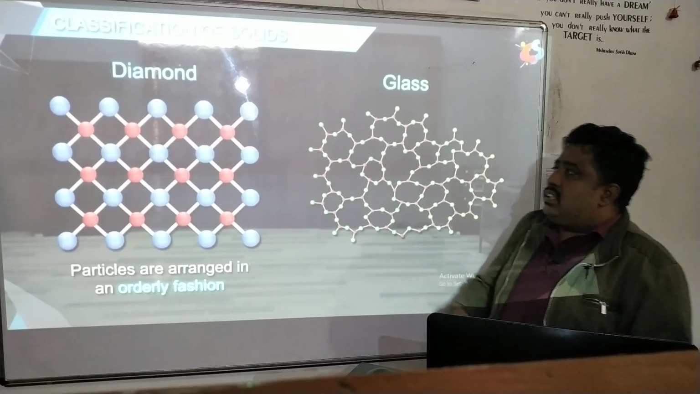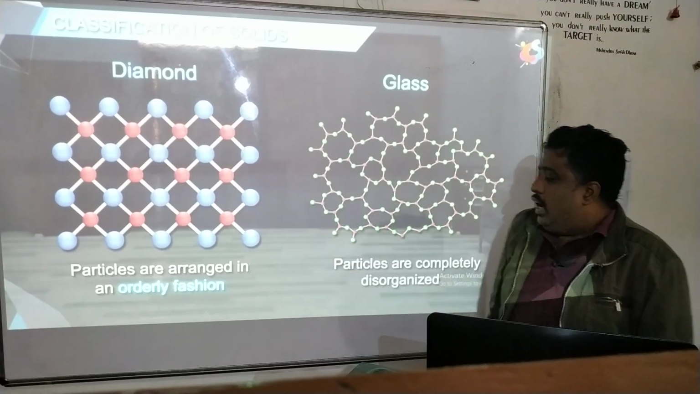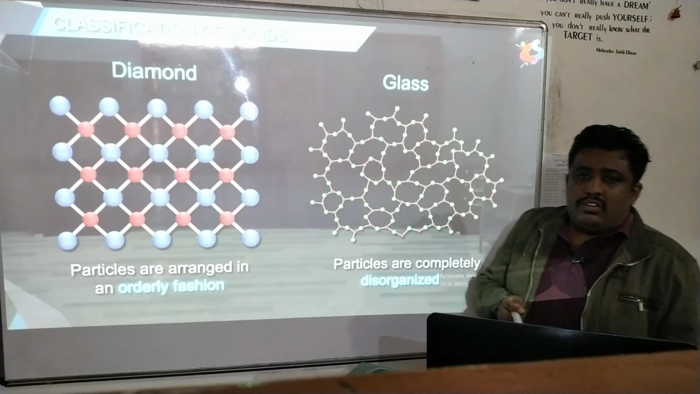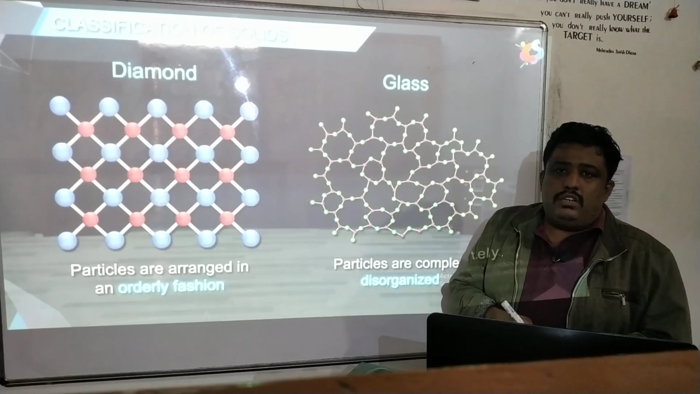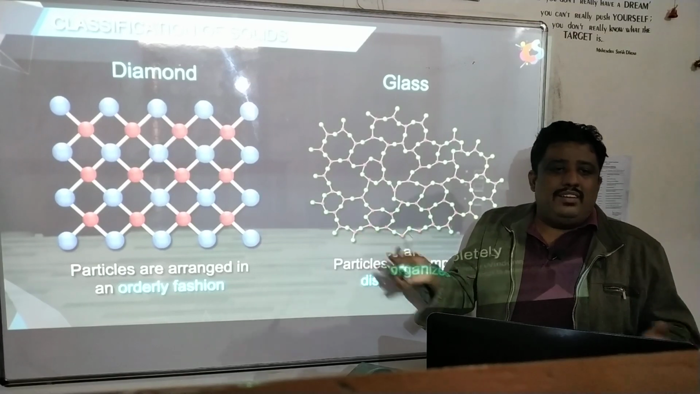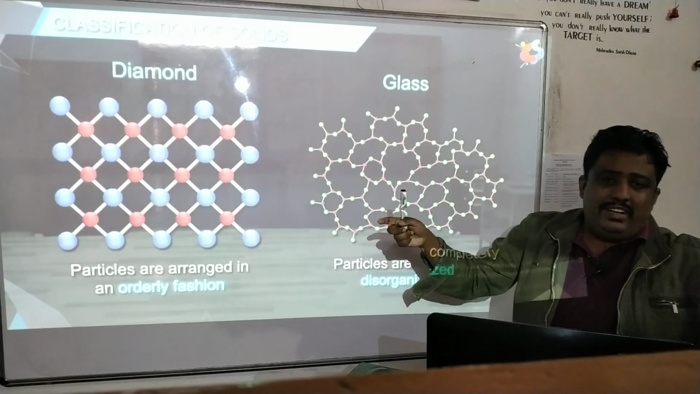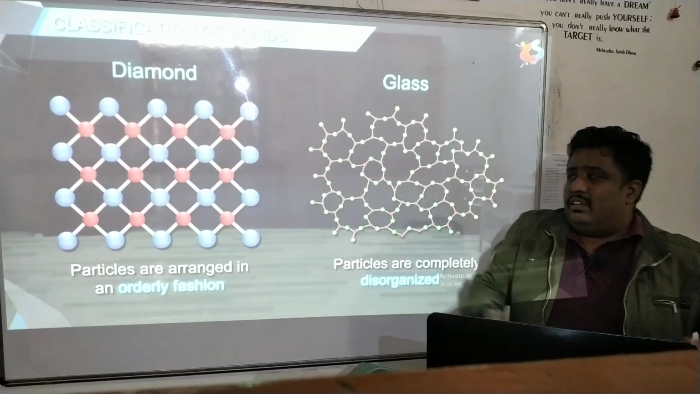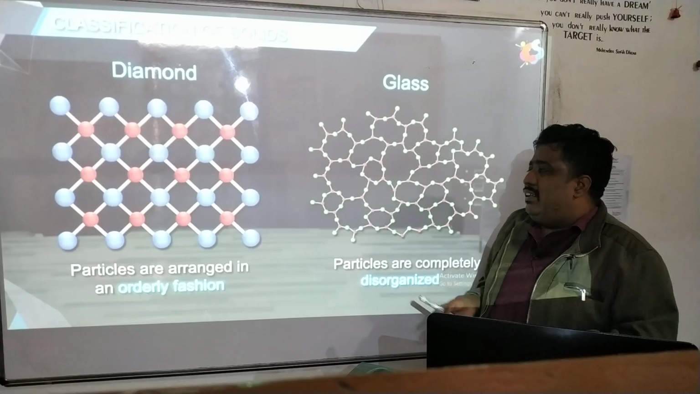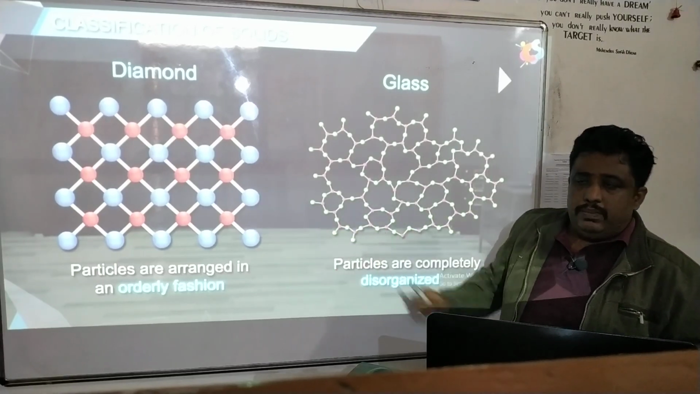So, the particles in diamond have a regular arrangement, you can see here, and the particles in the glass are disorganized, right? Disorganized means suppose you are staying in a room, especially boys, you are staying, boys are comparatively known to not keep their things in order, right? Not all boys, most of them, right? Girls, they keep things in a systematic fashion. So, in the same way, there is regular arrangement, and there is irregular arrangement.